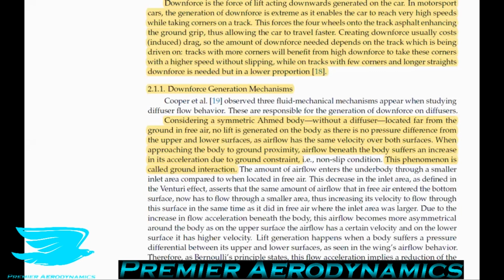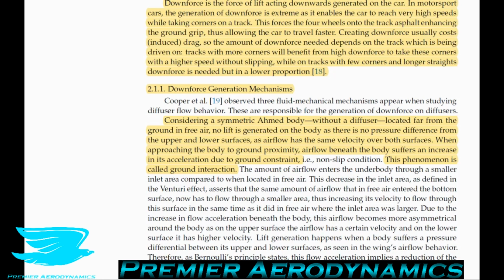Now let's talk about the downforce generation mechanisms. Considering a symmetric armored body without a diffuser, so literally just a rectangular prism with the front rounded a little bit, located far from the ground in free air, no lift is generated on the body as there is no pressure difference between the upper and lower surfaces, as the air has the same velocity over both surfaces. That's true. It's completely symmetrical, so there are no changes in pressure that the other side doesn't see as well. So it's completely equal. Now, obviously, with a bluff body, you will get vortex shedding. The transient nature of the flow means there is a periodic shedding and a periodic lift, but over time, this will average out.